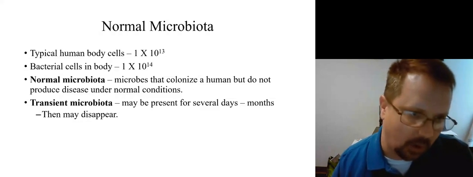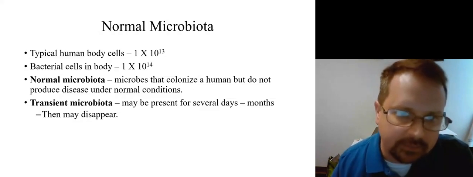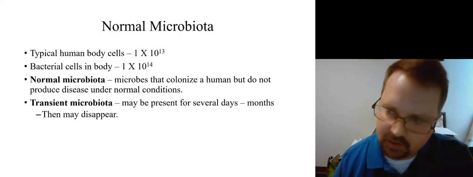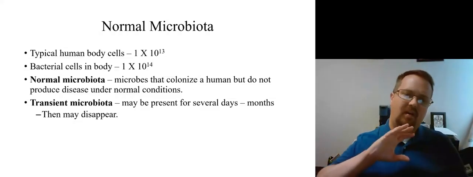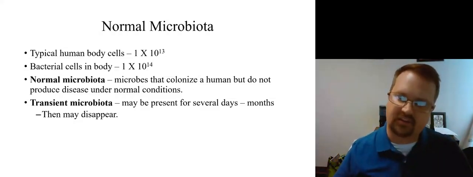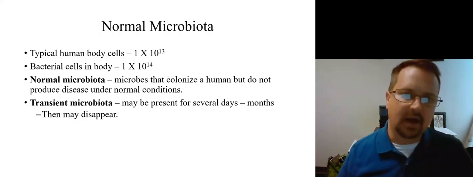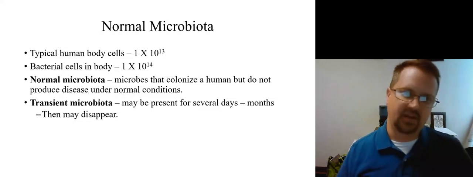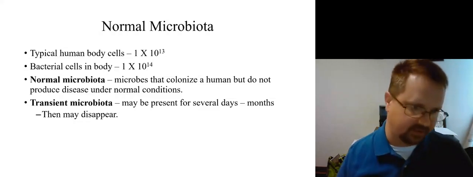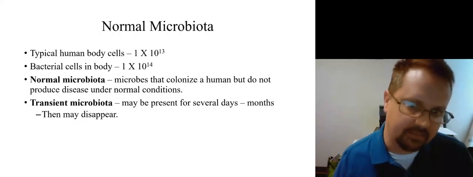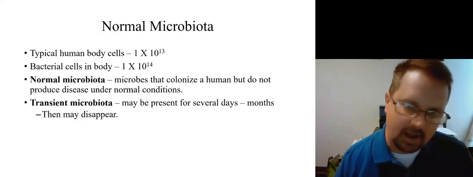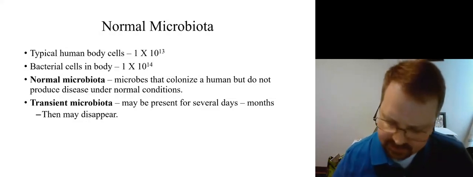So that's pretty important. The normal microbiota colonize the human body but don't produce disease under normal conditions. There are parts of our normal microbiota that can cause disease when things get abnormal, but when things are under normal conditions, they're just there. They don't hurt us. They oftentimes are just living with us. A transient might be there for several days, even months, and they disappear. Transient microbiota, something we got temporarily.